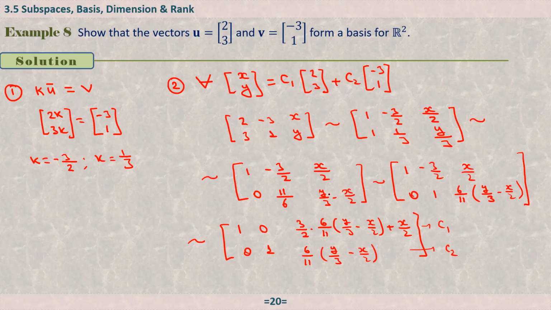So that means that if you just give me any vector from two-dimensional space, I can write it as a linear combination of these two vectors. That means that these two vectors span R2, and they are at the same time linearly independent. That means that these vectors form a basis for two-dimensional space. Once again, as you see here, this is another basis for R2.